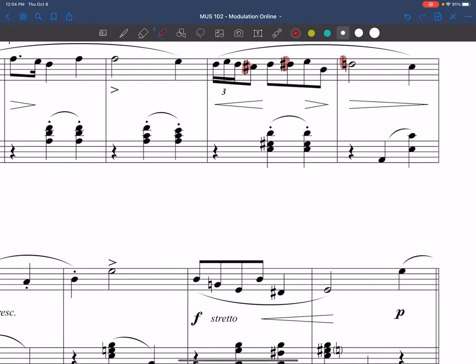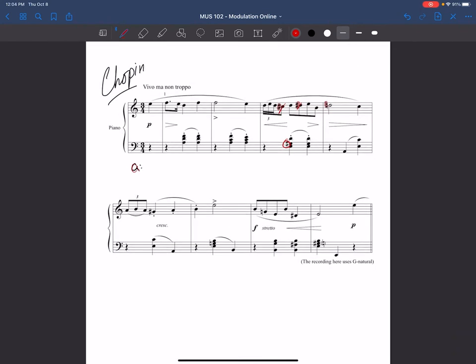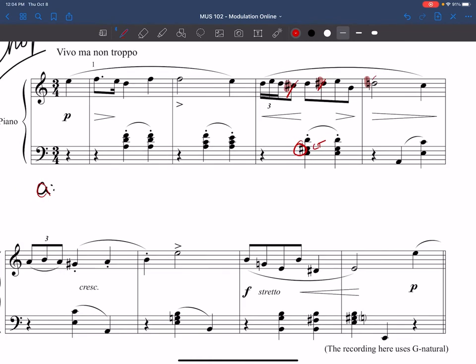jump out as probably lower neighbor passing tones. They're pretty fast, eighth note sort of things. This one is a G sharp. That's the leading tone, right? We're in the key of A minor. This D natural is a courtesy accidental because there was a D sharp there. So this is not actually chromatic.